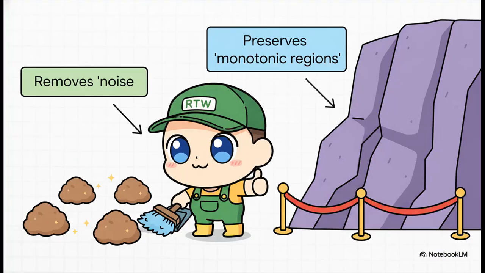So how does this smart sandpaper work? The RTW filter is incredibly selective. It's programmed to hunt for just those random little peaks and valleys, or noise, and smooth only them out. But when it sees a long, consistent slope of changing brightness, what scientists call a monotonic region, it recognizes that as a real edge and it leaves it completely alone.